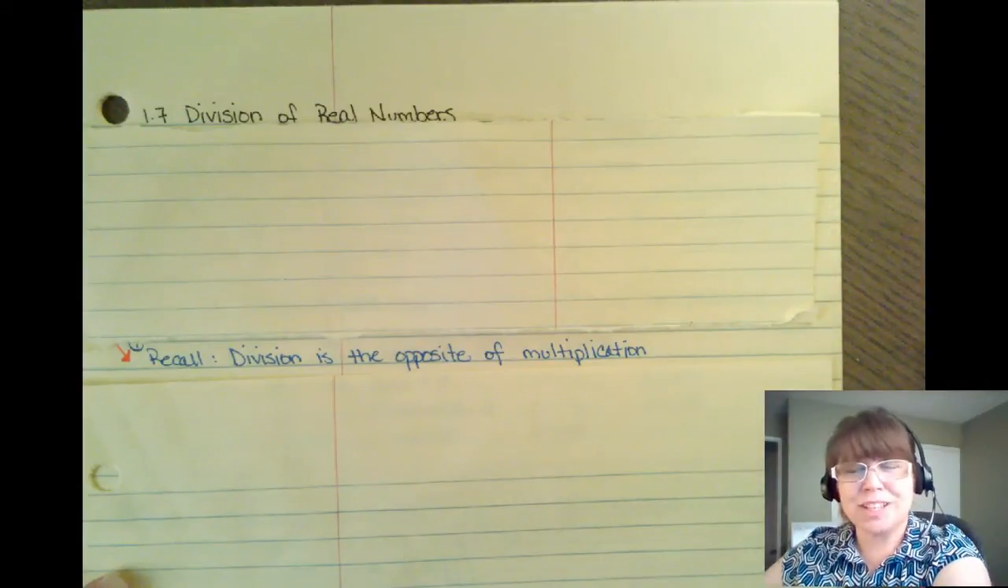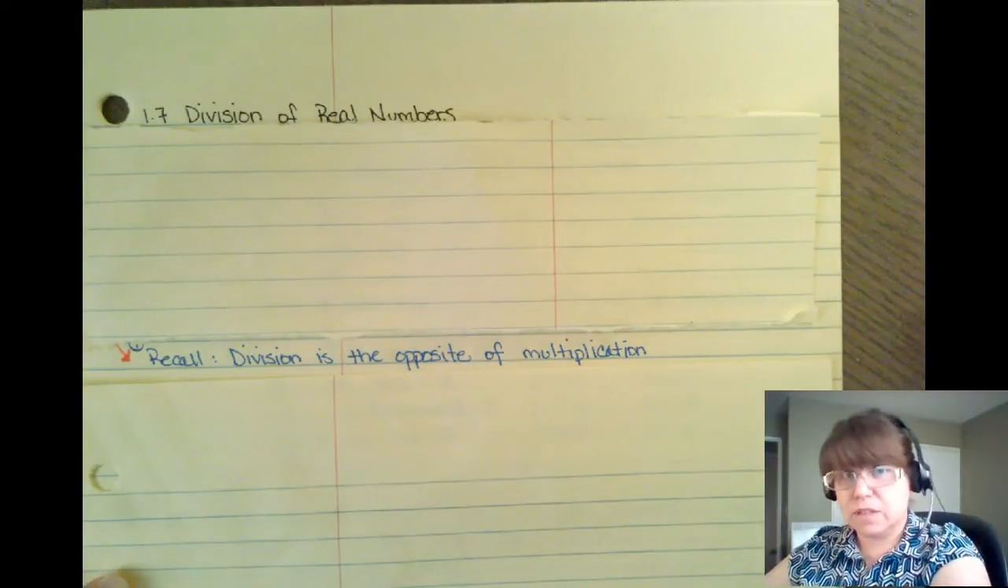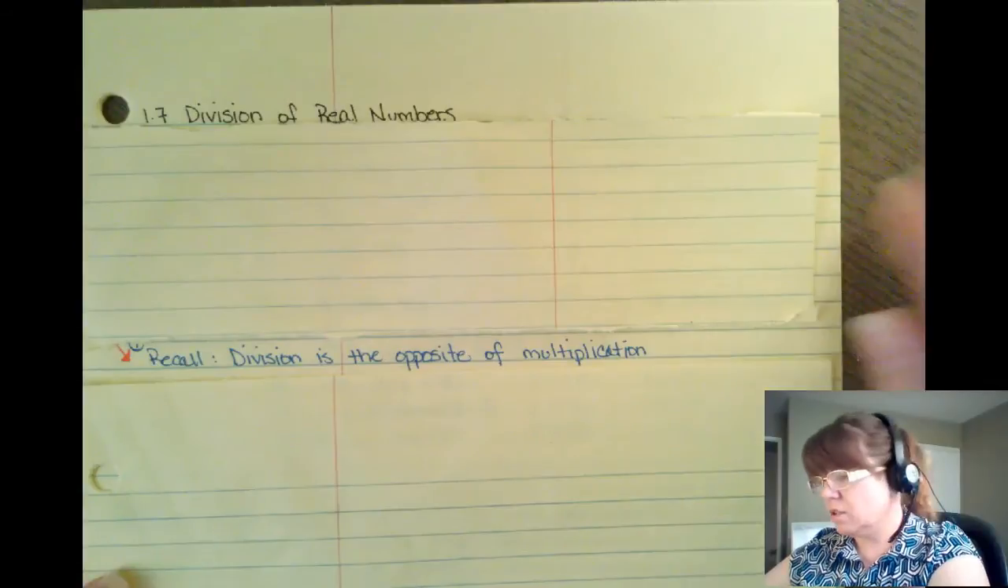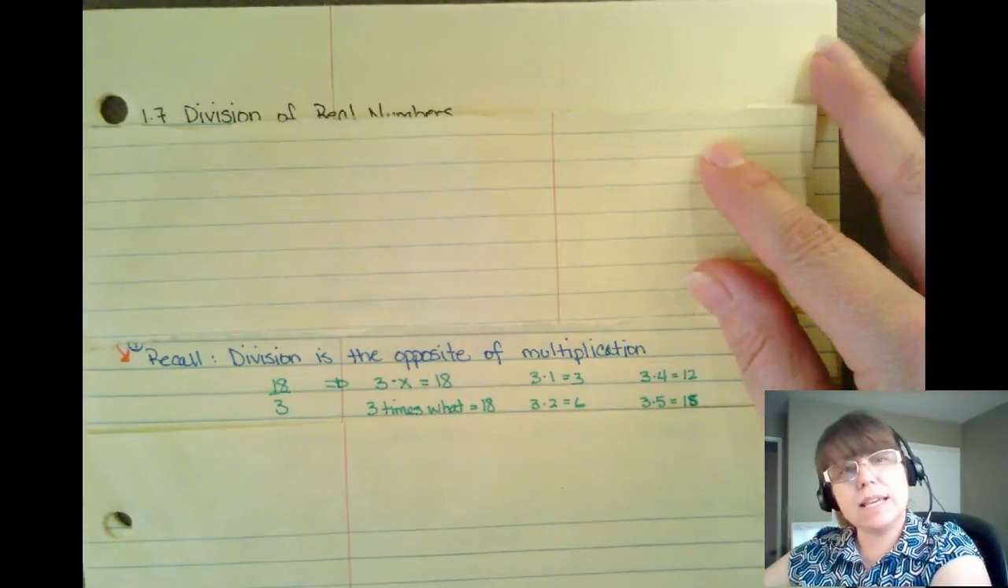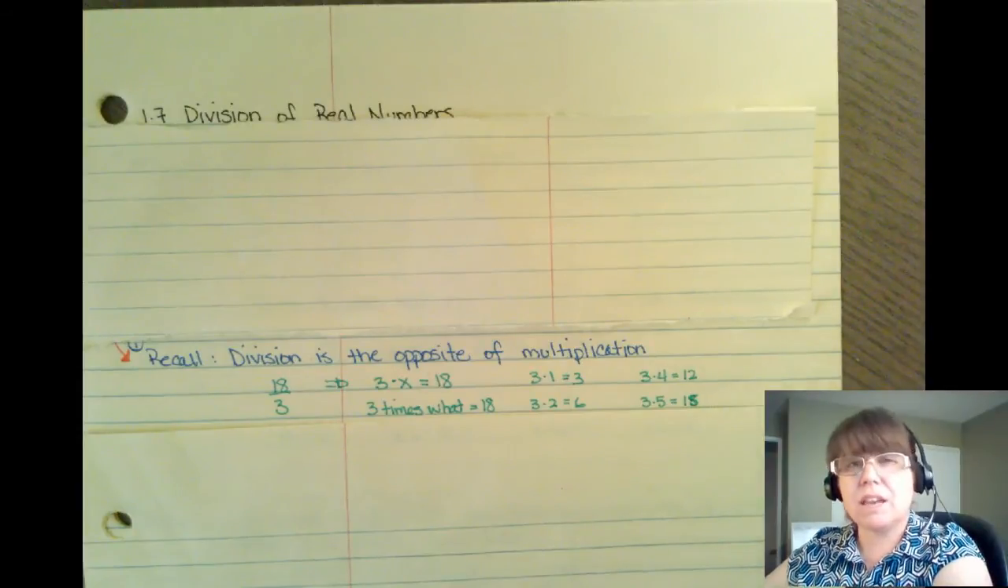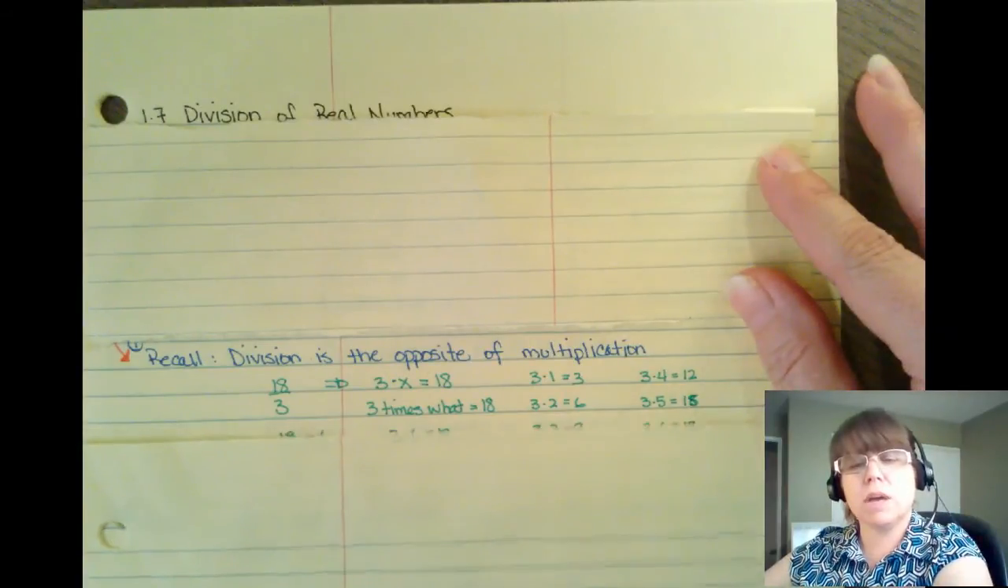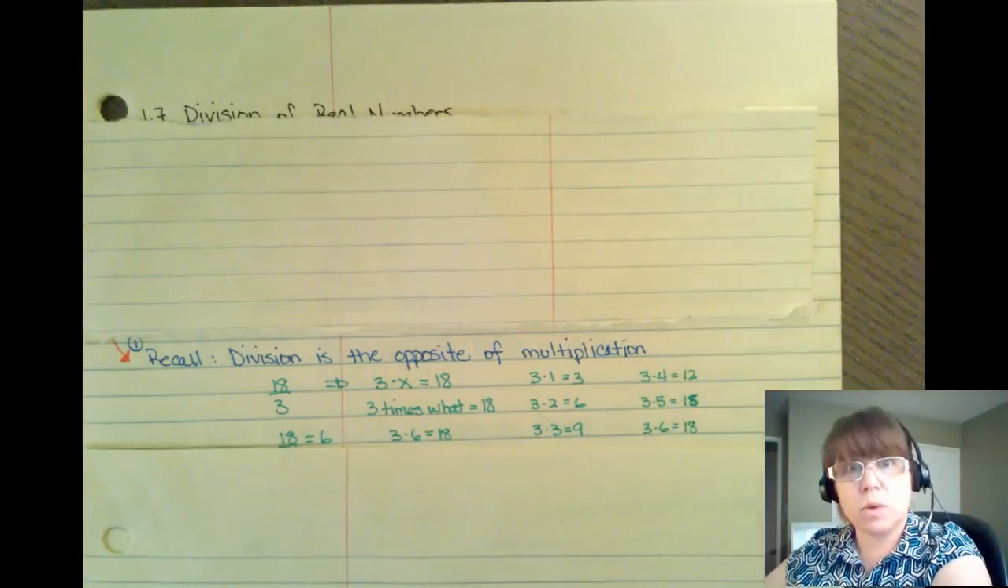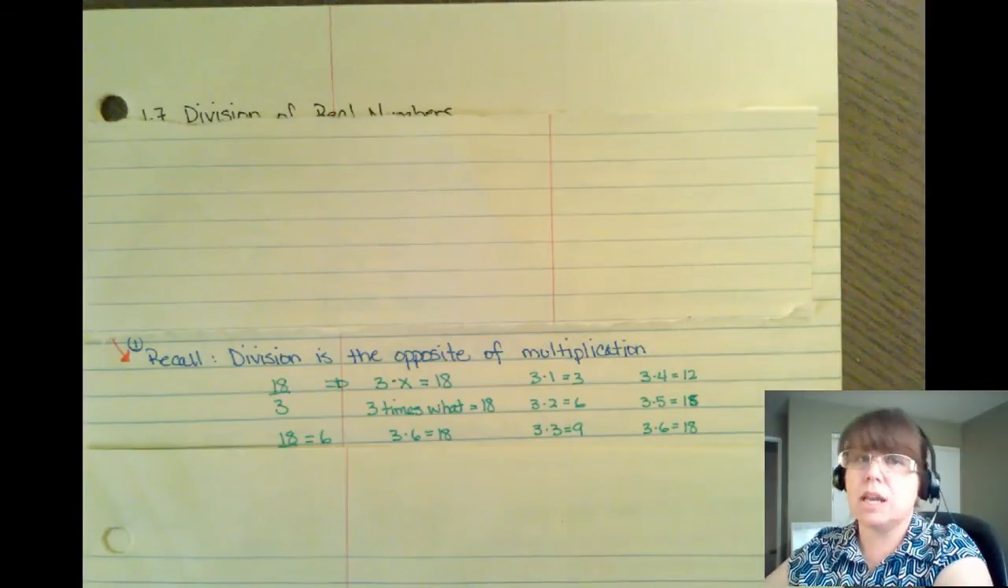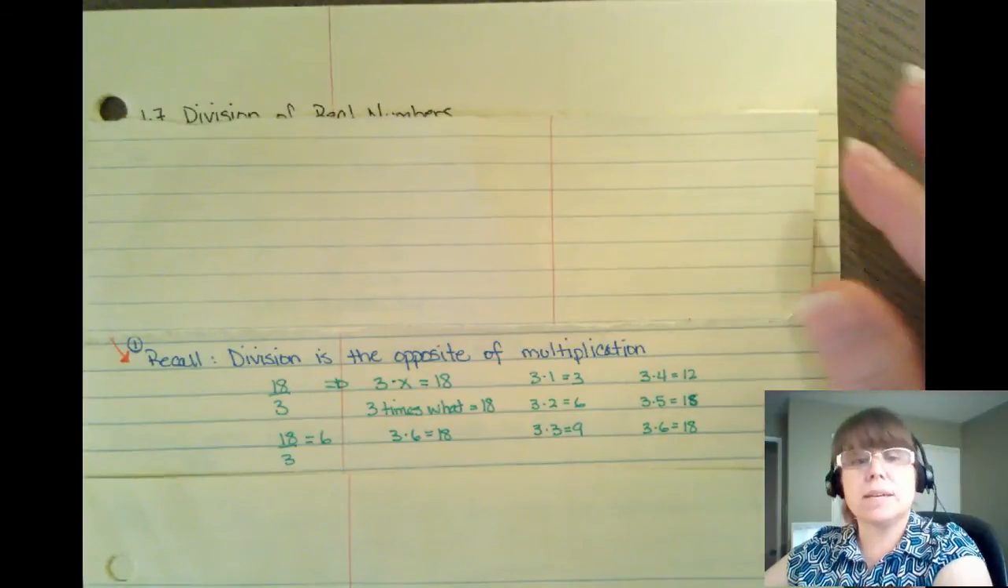Right, welcome to lecture 1.7, division of real numbers. If we think about it, division is the opposite of multiplication. What I mean by that is if we say 18 divided by 3, we can think of it as 3 times what will give us 18. And if you're not too sure, write it off to the side: 3 times 1 is 3, 3 times 2 is 6, 3 times 3 is 9, 3 times 4 is 12, 3 times 5 is 15, 3 times 6 is 18. So 18 divided by 3 is 6, because 3 times 6 is 18.